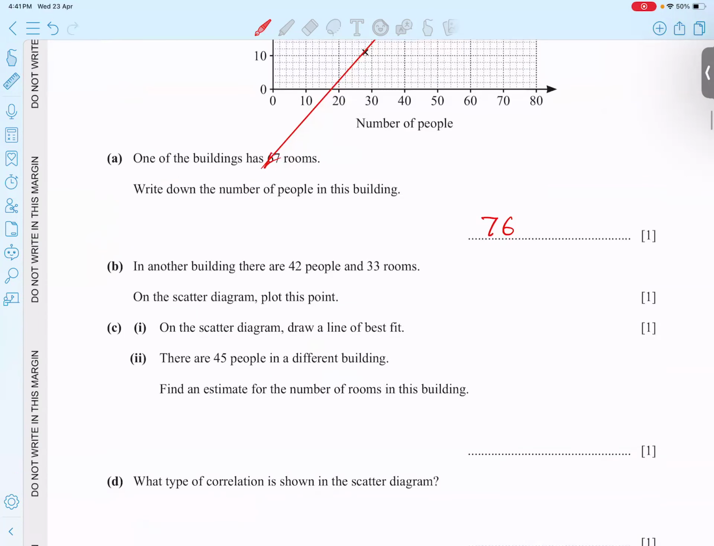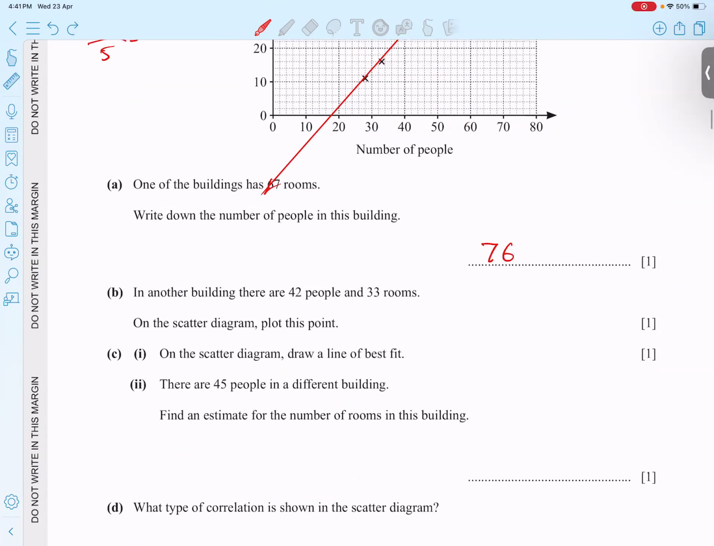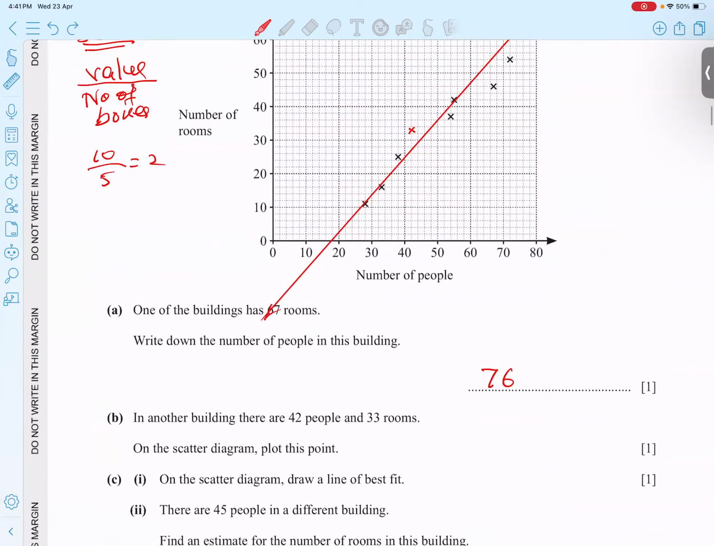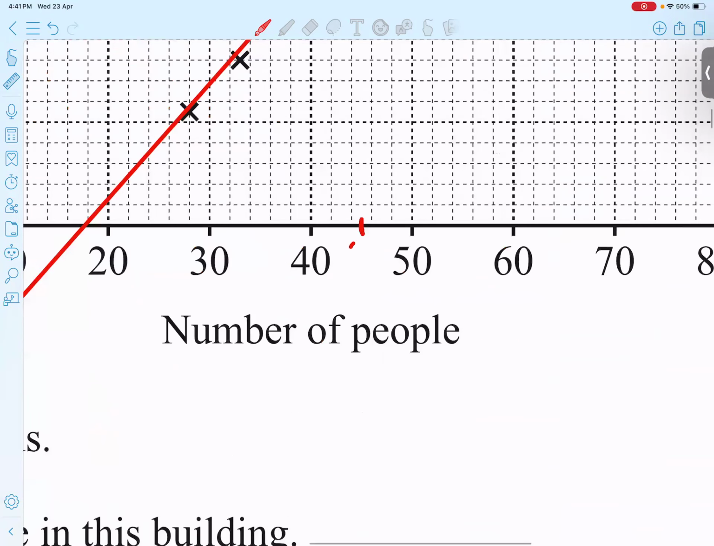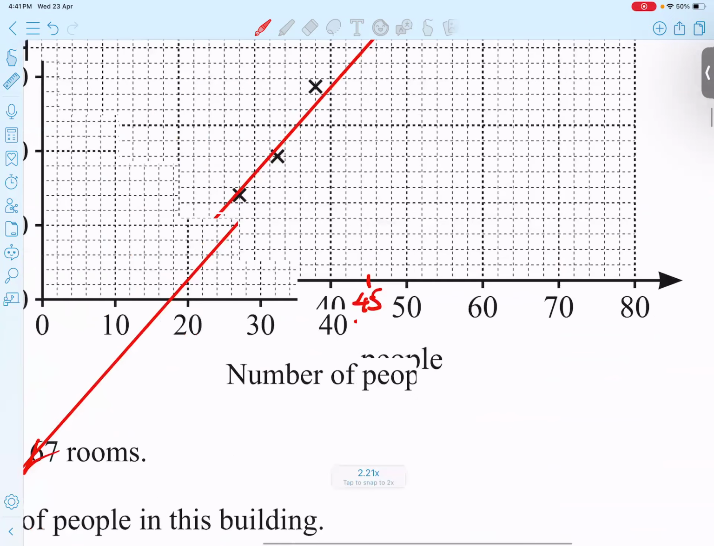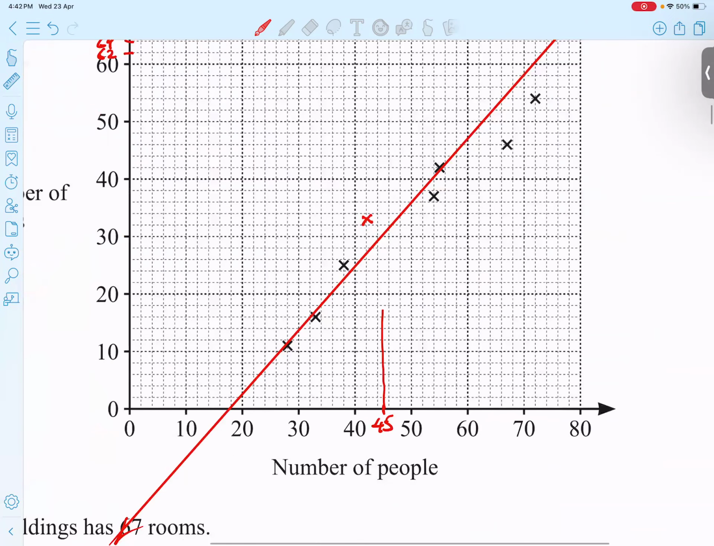Now he's asking, if there are 45 people in a different building, how many rooms are there? 45 people is here, exactly in the middle. I go to the line, and where it meets, here, this is the answer. My answer is approximate, because it's slightly above, not exactly the same. So 31 is my answer, most probably.